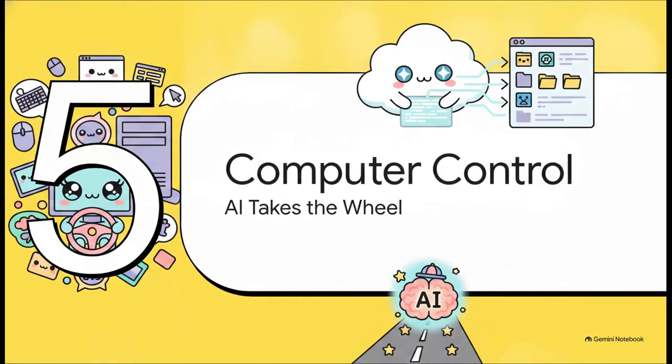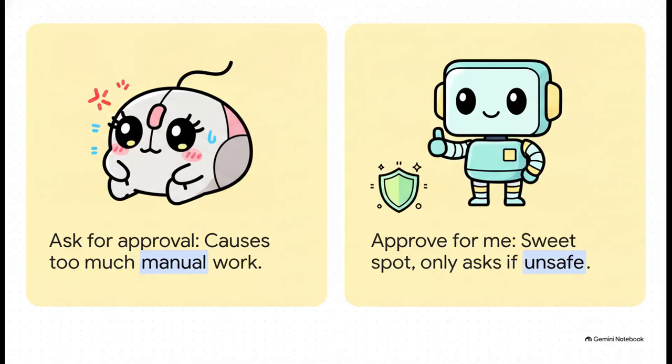Section 5. Taking ultimate computer control. The AI takes the wheel. All right, we've talked about AI watching your screen and fixing your code. Now for the main event. Handing over actual, literal control of your digital life to ChatGPT. You're letting the AI grab the steering wheel of your operating system.